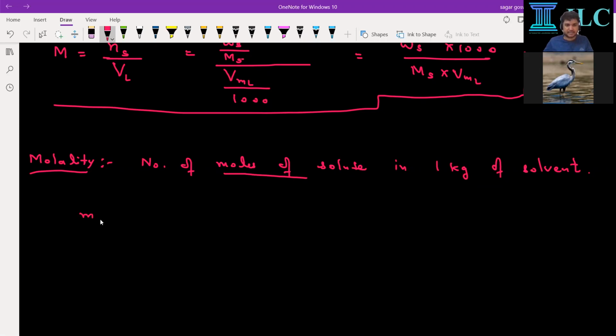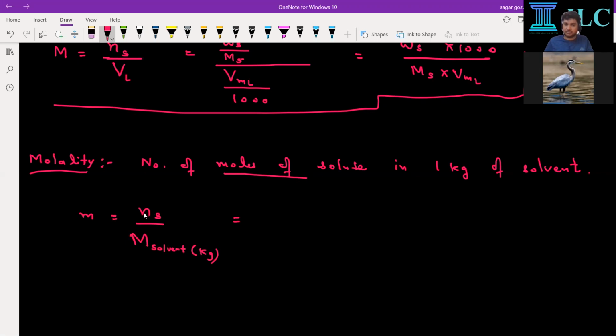So molality is represented by small m. It means number of moles of solute divided by the 1 kg of solvent. So for the solvent you have to write here the mass of solvent, like this in kg, right? It is the definition of molality.